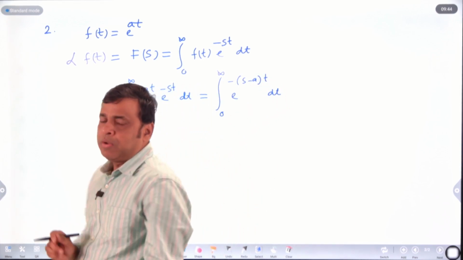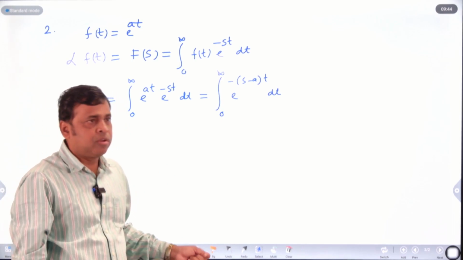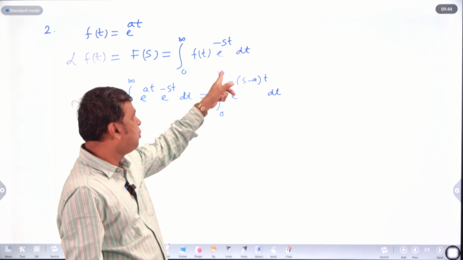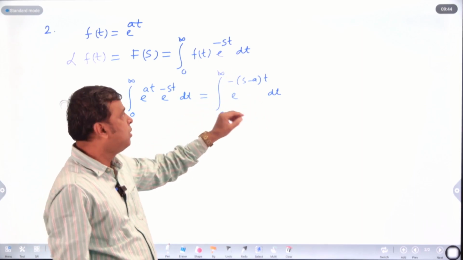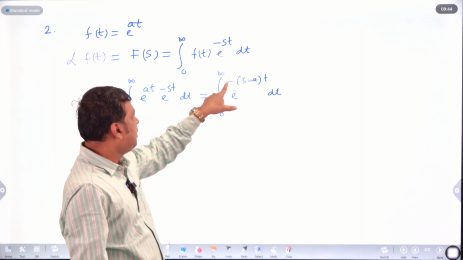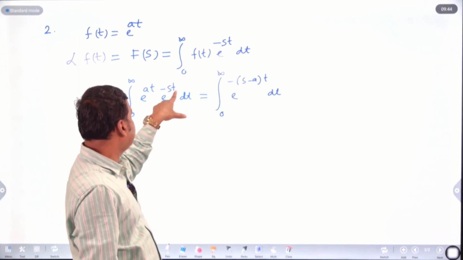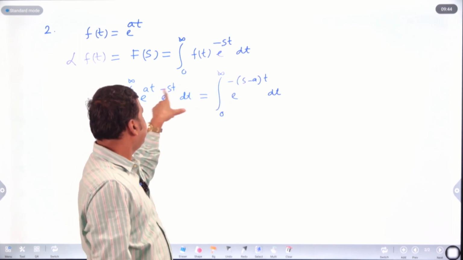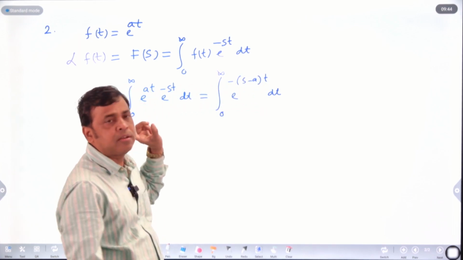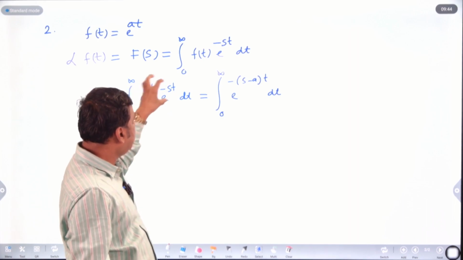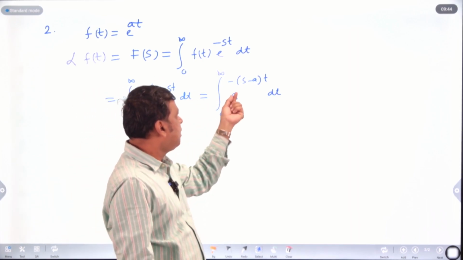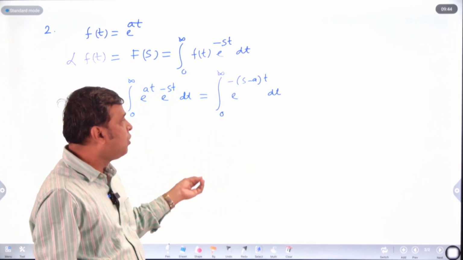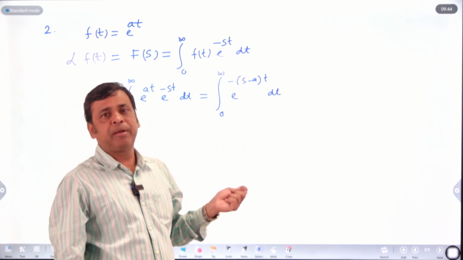So always, if there is an exponential function, keep this power as minus of something, because if we put infinity, e to the power minus infinity is 0. That's why keep the term in terms of minus here: e to the power minus st plus at. If you take minus common, that is minus st, and minus minus plus at here. So that's why you rearrange this term and keep it as e to the power minus of something, so that when you put the upper limit, e to the power minus infinity will be 0.